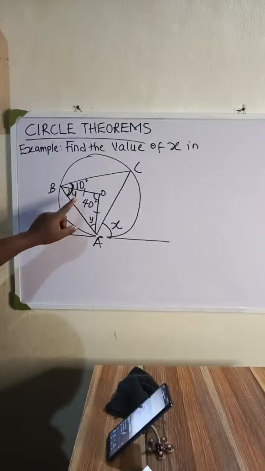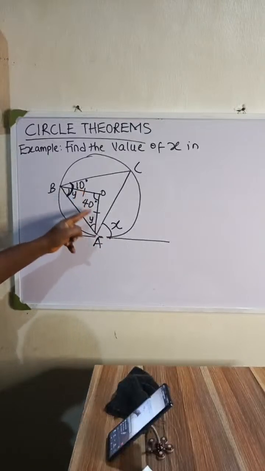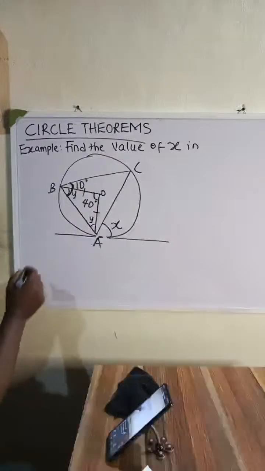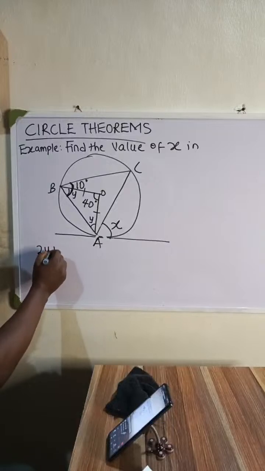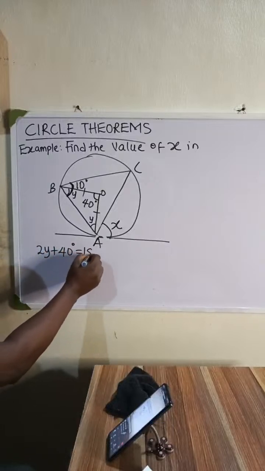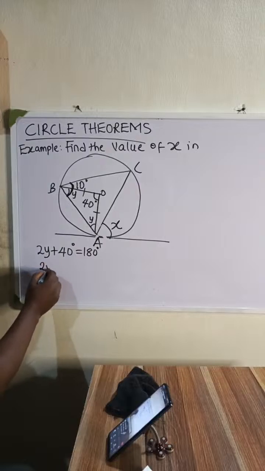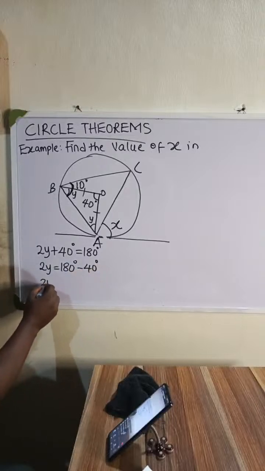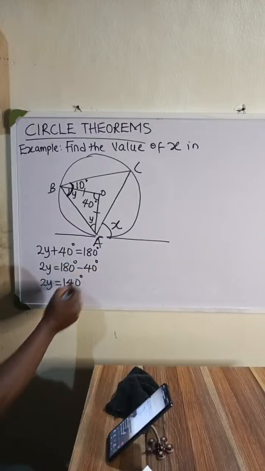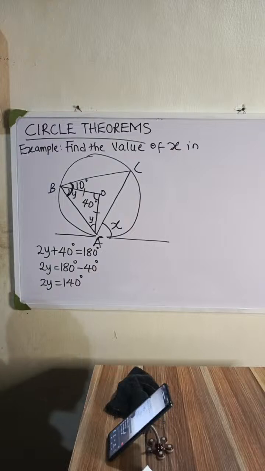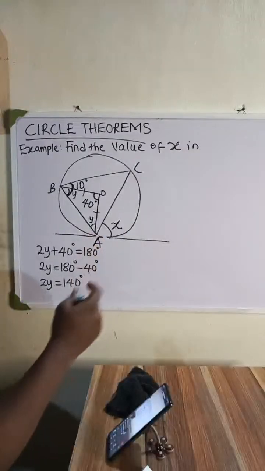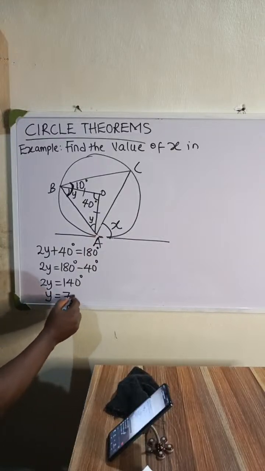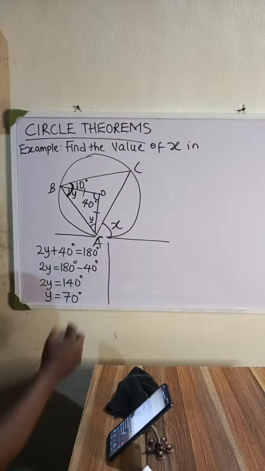But we don't know this angle, but we can find that angle because we know that this is an isosceles triangle. So those two sides are equal. So we can simply say 2y plus 40 degrees is equal to 180 degrees. 2y is equal to 180 degrees minus 40 degrees. 2y is equal to 140 degrees. So if we divide both sides by 2, y is equal to 70 degrees. So we've gotten the value of y.